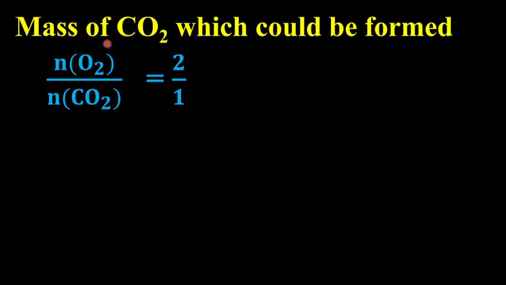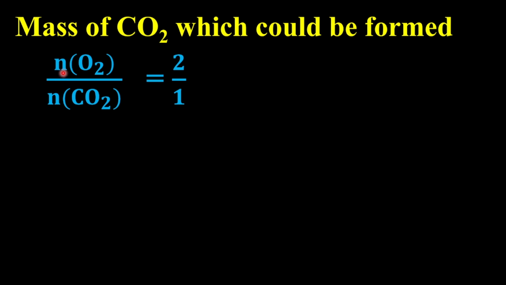Now let's continue with our approach. If you want to determine the mass of CO2 which could be formed, how do you go about it? Please take note of this point. Whenever you are done with the calculation and you know the limiting reactant, if they ask of the mass of the product, the mole of the product, we depend on the limiting reactant to do the calculation. Take note of this. It's very, very important.